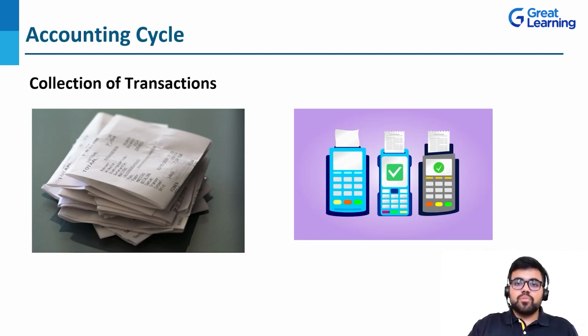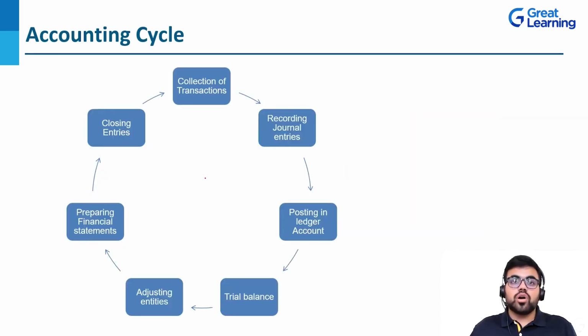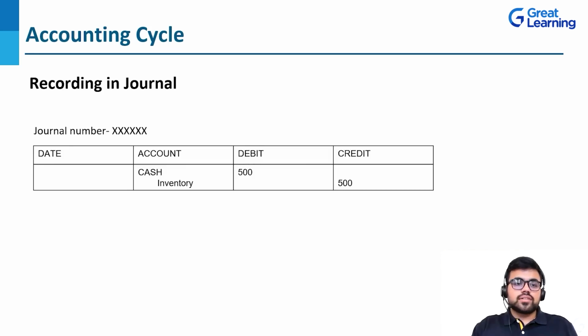Now, the second step of this accounting cycle is to record into a journal. So we need to make a journal entry. I'll tell you what a journal is. A journal is basically a book in which you note down the transactions that are happening. I'll show you an example of how a journal looks. So in accounting, this is how a journal looks.